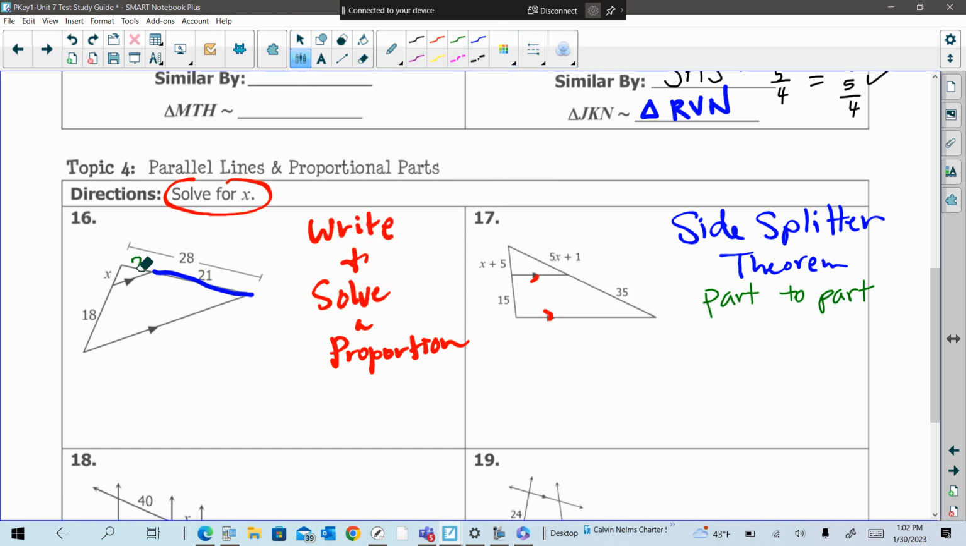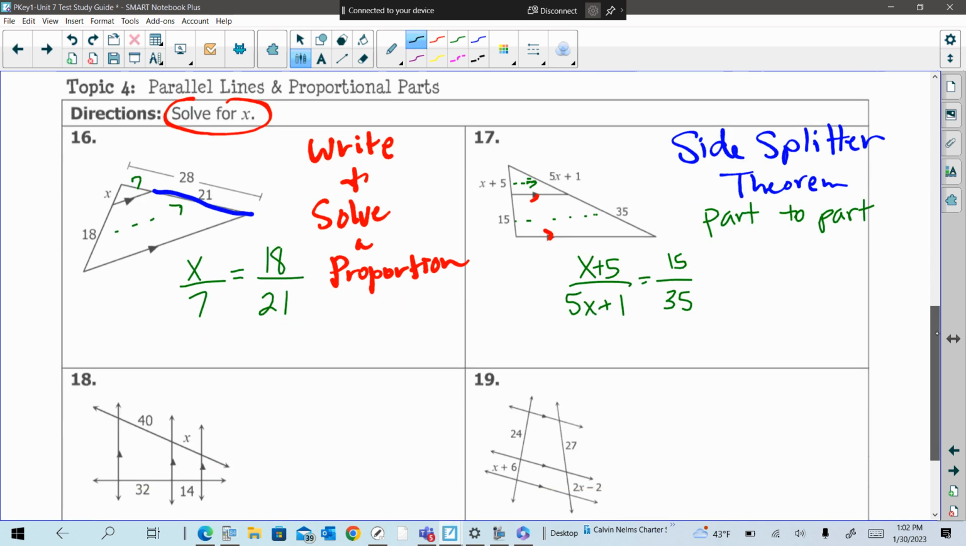Okay, so now that I see that 7, I can just go straight across to my parts. I can do x is to the part 7. That's 18, and I look across, there it is, 18 is to that 21 part. And then I can cross multiply. Same thing here. I can see that this x plus 5 part is across from the 5x plus 1 part. And I can physically see that that 15 is across the 35. You can reduce first, or you can just go straight to cross multiplying.